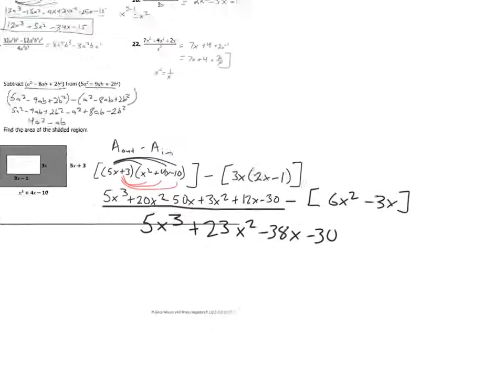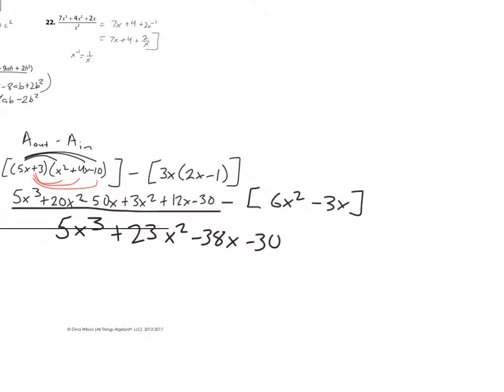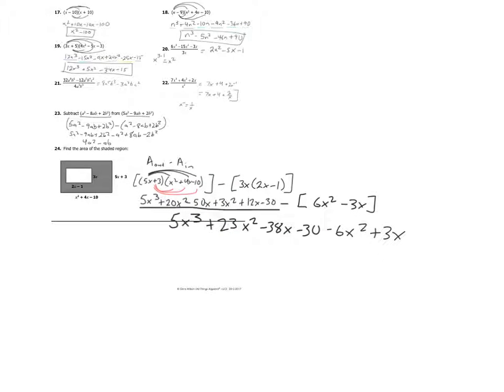And then that's minus that second binomial, so we're going to change that to its opposite. That's negative 6x squared plus 3x. If we combine like terms, we get 5x to the third plus 17x squared minus 35x minus 30. That's it. If you're struggling with any of these, study your notes or come to tutoring.